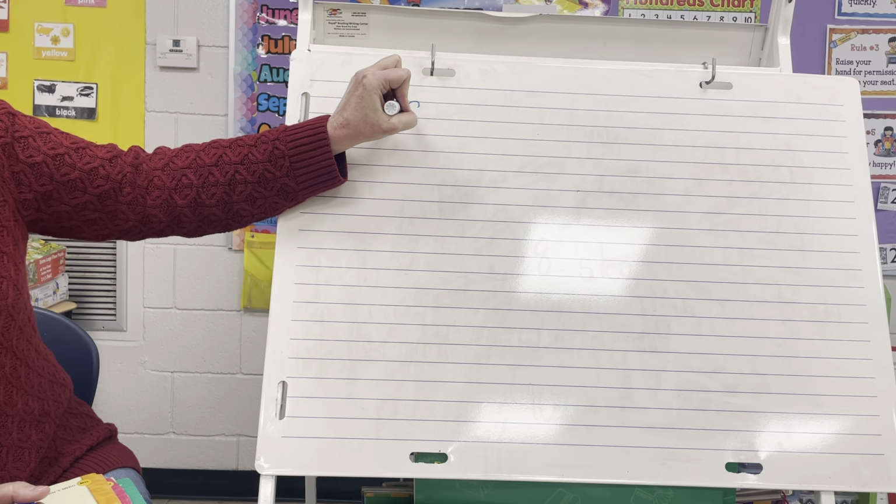So we don't hear our E, but when we have an E at the end, it sneaks up on our vowel and it makes our vowel say its name. It scares it. Boo. It scares it. And this vowel says its name, which is A. So it says A. So this would be B-A-K-E. Sneaky E scares it into saying its name.